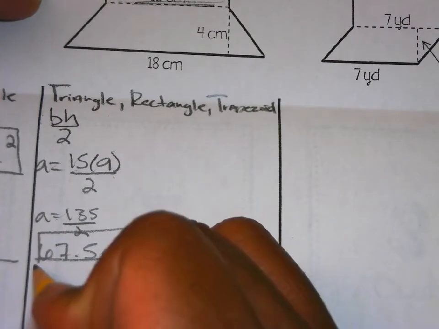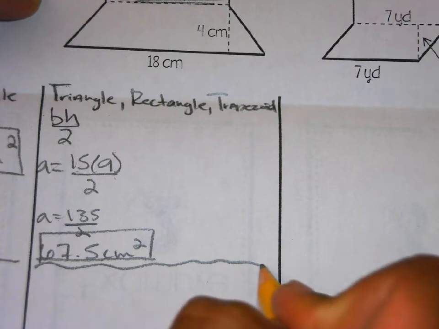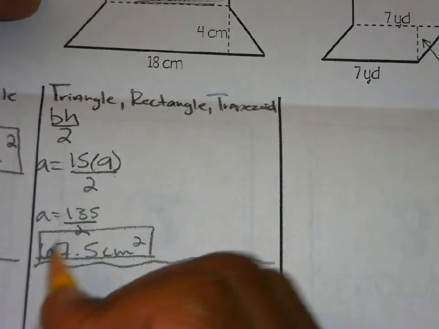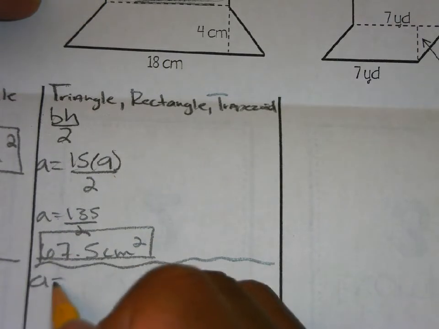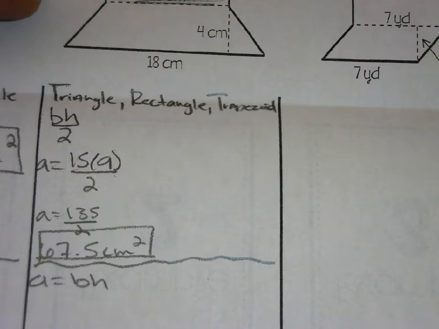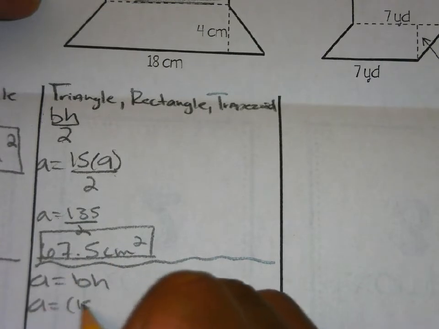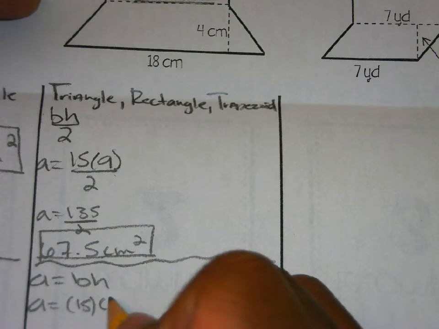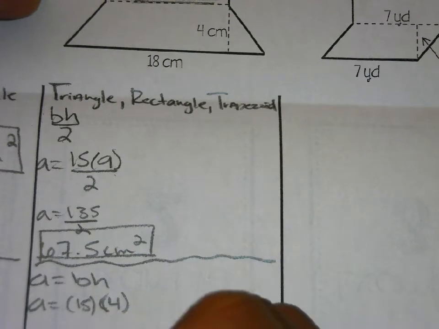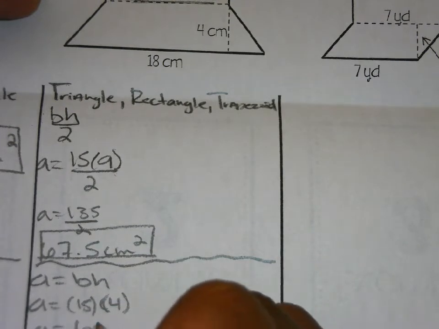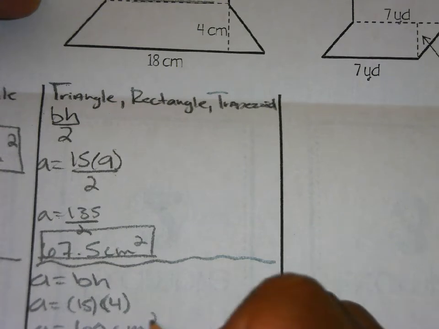Okay, so next we have the rectangle. Rectangle is just base times height. The base of my rectangle is what? 15. The height is 4. 15 times 4 is 60. 60 centimeters squared.